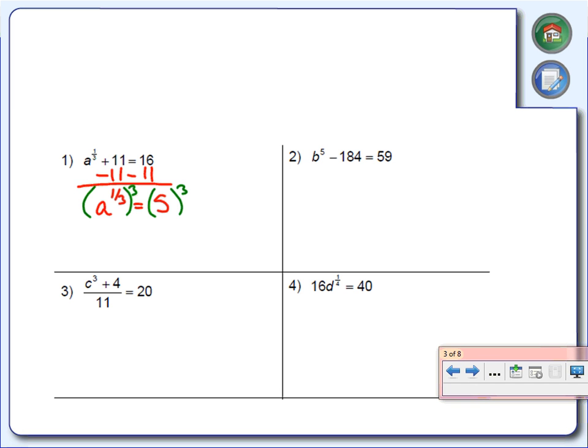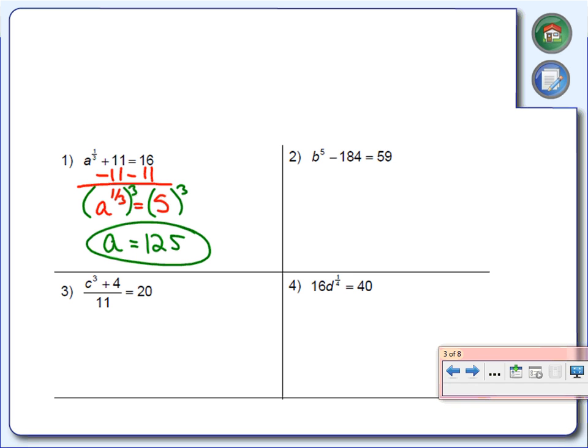So of course over here, by doing that, we're going to end up with just the a, which is what we want to do. We want the variable isolated. And 5 to the 3rd power. What is 5 to the 3rd power? 125. We've just solved this equation. A is equal to 125. Any questions on the first one?